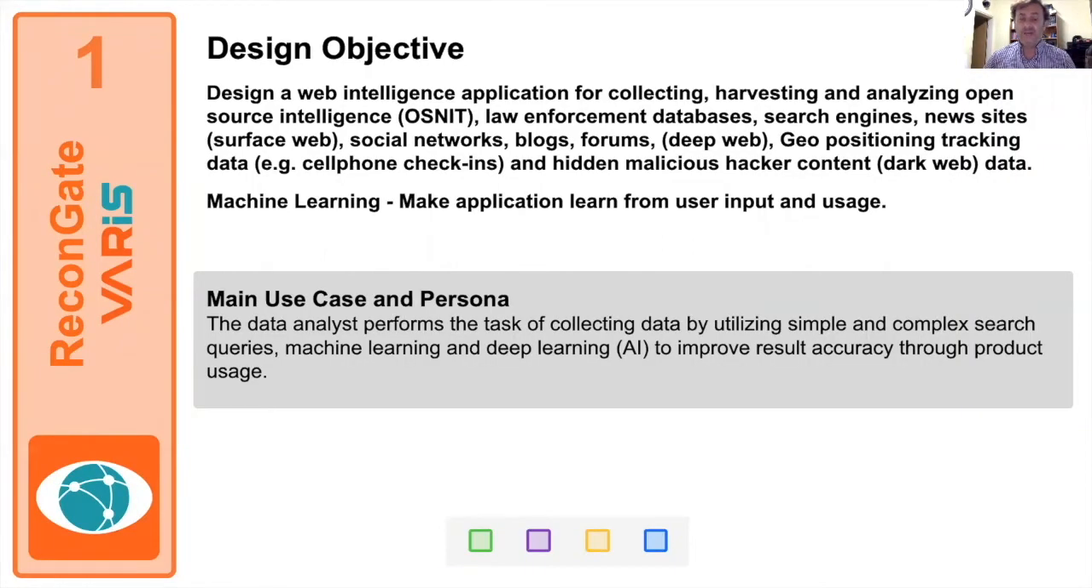The design objective was to design a web intelligence application for collecting, harvesting, and analyzing open source intelligence, and also being able to connect to an external database, search engines, and social networks, as well as geo-positioning tracking data and collecting hidden content from the dark web. The main use case and persona are a data analyst that collects data by utilizing simple and complex search queries, machine learning, and deep learning to improve the search result accuracy through product usage.